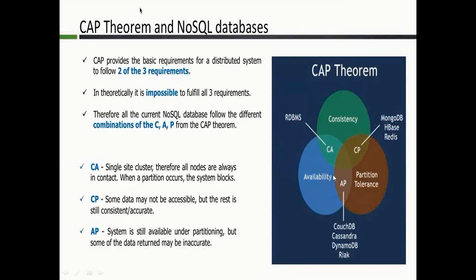Some databases provide CP, meaning consistency and partition tolerance. MongoDB, HBase, and Redis provide these two, consistency and partition tolerance. And Cassandra provides availability and partition tolerance.